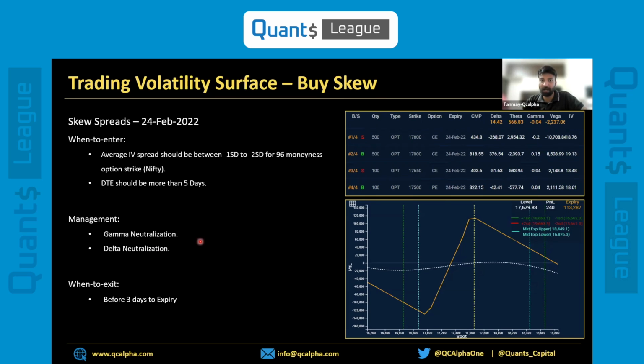Then the important part is whenever you find such trades, you are playing for the volatility differential out there. You are not playing for direction. You are not playing for theta. You are not playing for other Greeks. So that is the reason the neutralization of other Greeks is extremely important.